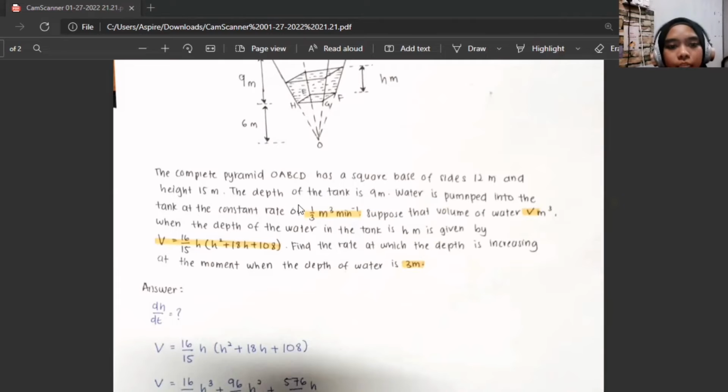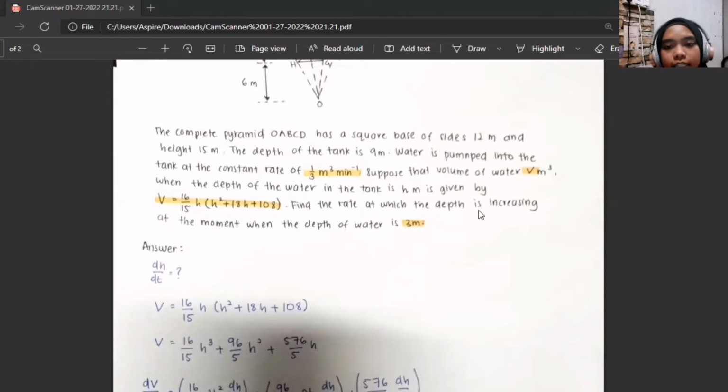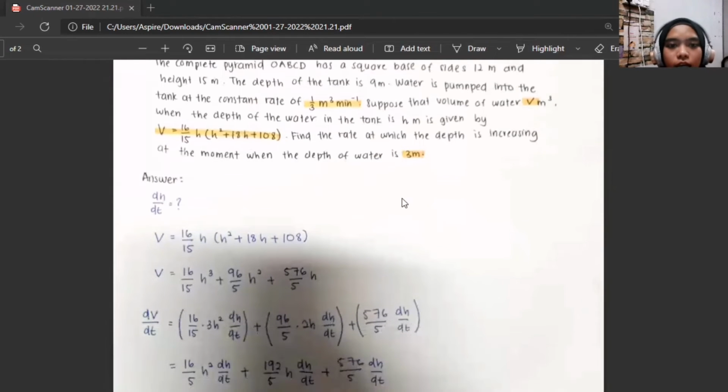The water is pumped into the tank at a constant rate of 130 meter cube per minute. Suppose that the volume of water V meter cube when the depth of the water in the tank is H meter is given by V equals 16 over 15 H in bracket H square plus 18 H plus 108 close bracket. Find the rate at which the depth is increasing at the moment when the depth of the water is 3 meter. So in this question, we want the rate of the depth increasing, which is dH over dt.